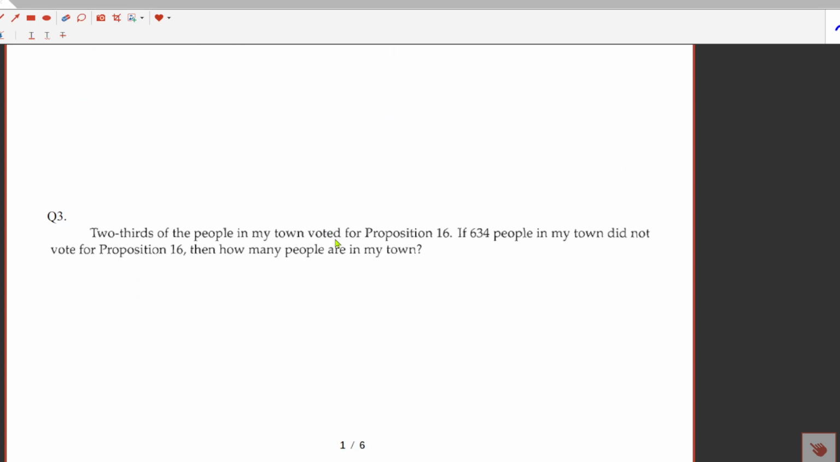Okay, next one is number 3. 2/3 of the people in my town voted for Proposition 16. If 634 people in my town did not vote for Proposition 16, then how many people are in my town? Okay, let's suppose there are X people in my town.